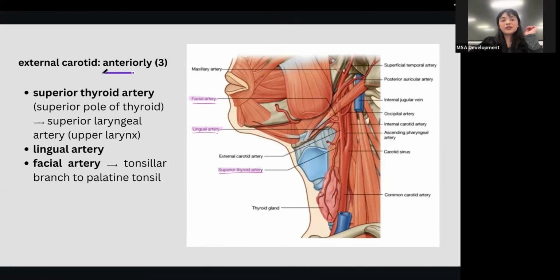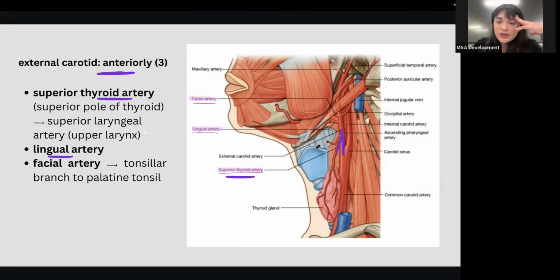So the anterior group, you have the superior thyroid artery, number 1. Okay, so if you look over here, this is the common carotid, okay? And this is dividing into the external. So this is the external right now. External is going to give rise to this, the superior thyroid artery, okay? That's done. It goes along with the superior laryngeal artery, and it supplies the upper larynx, right?